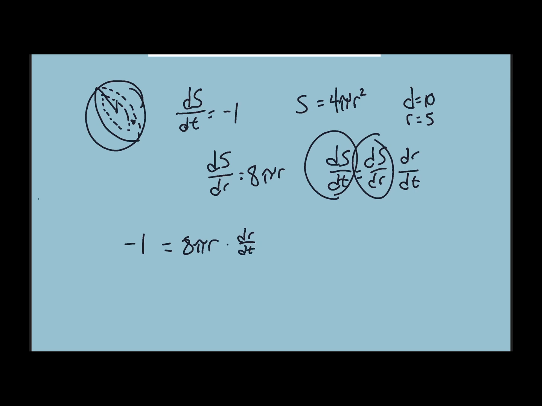I love it. And you know what else? I'm pretty sure they gave us the radius is 5, so 5 times 8 is 40, so we'll do -1 over 40 pi equals dr/dt.